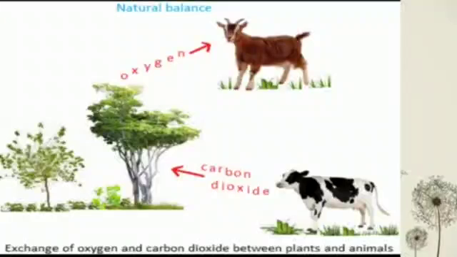Now, natural balance. As I told you, there is an exchange of oxygen and carbon dioxide between plants and animals. Animals breathe in oxygen and breathe out carbon dioxide, and that same carbon dioxide plants use for photosynthesis, and they produce oxygen. That same oxygen animals again breathe in, and they breathe out carbon dioxide. It means we can say there is interdependence of plants and animals on each other.